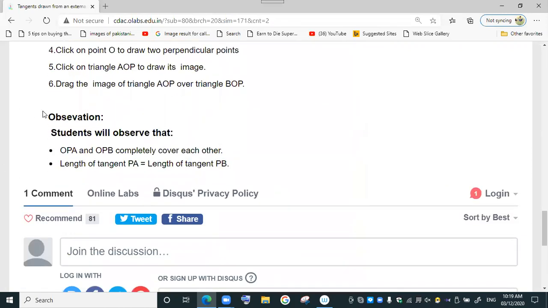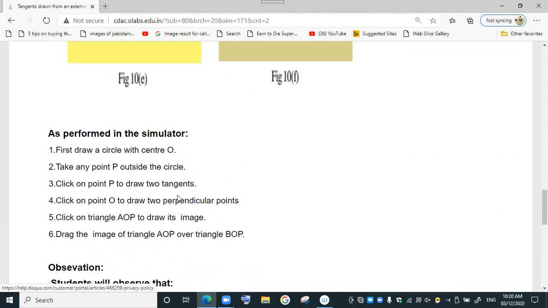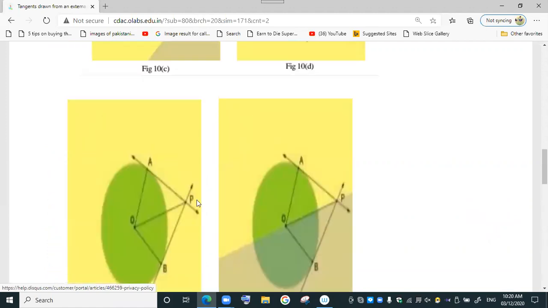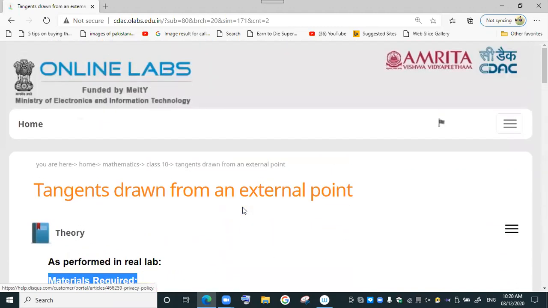We will do that, but then at last you write the observation. Do not write 'students will observe'; write 'we observe that OPA and OPB completely cover each other.' Change the sentence. Then you will write: length of tangent PA is equal to length of tangent PB. Result: hence, it is verified that the lengths of tangents drawn from an external point are equal. That you will write in the result.